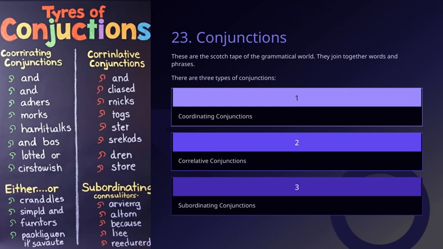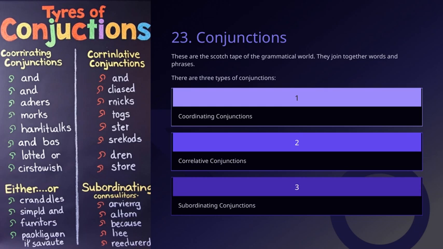Next, we have correlative conjunctions. These work in pairs to link similar elements. Think of pairs like either, or; neither, nor; both, and; and not only, but also. They help emphasize a relationship or choice within the sentence.